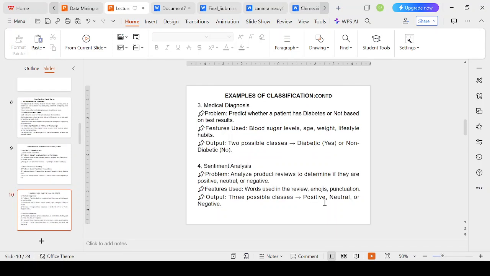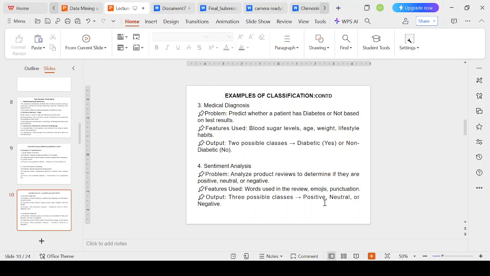More examples: medical diagnosis. The problem is to predict whether a patient has diabetes or not based on test results. It's also a classification problem. Features that can be used are blood sugar level, age, weight, lifestyle habits. Expected output, two possible classes: either the patient is diabetic, which is a yes, or non-diabetic, which is a no.